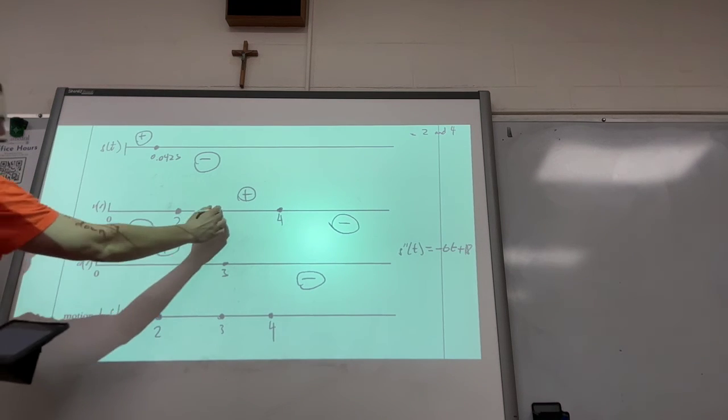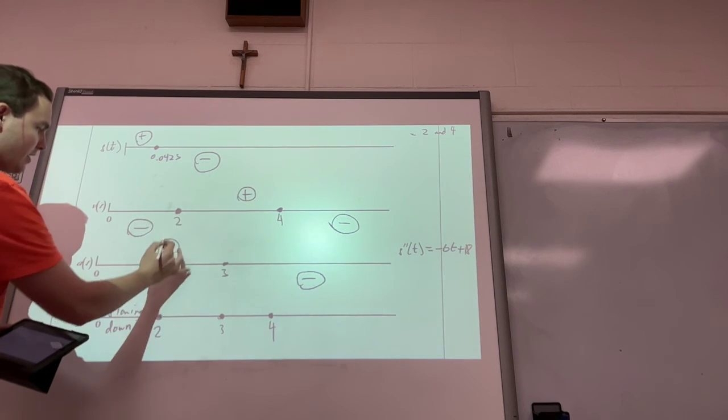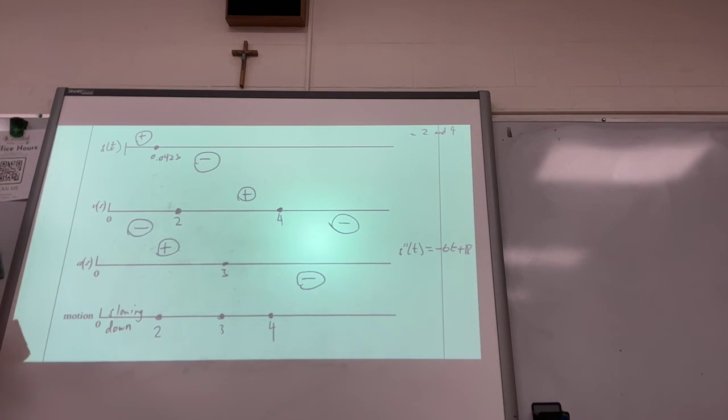From 2 to 3, the sign of V is positive. The sign of A is positive. So it's speeding up.